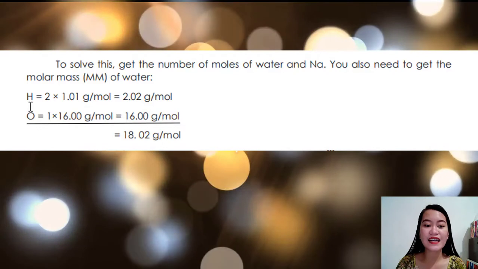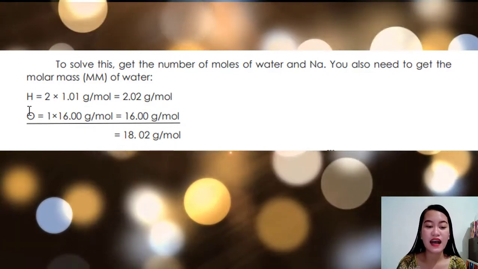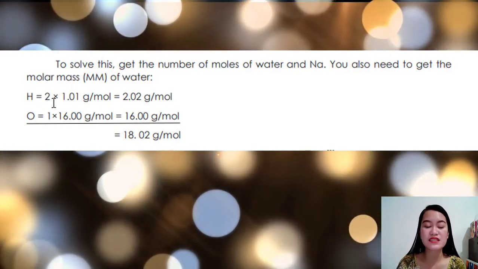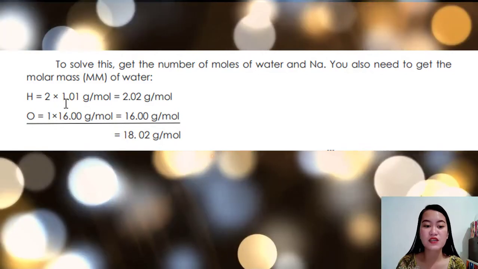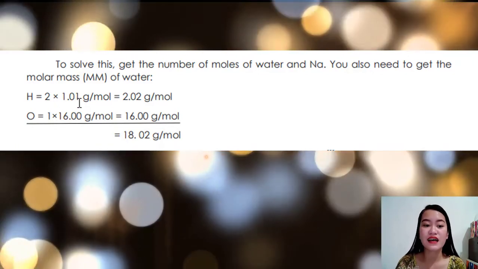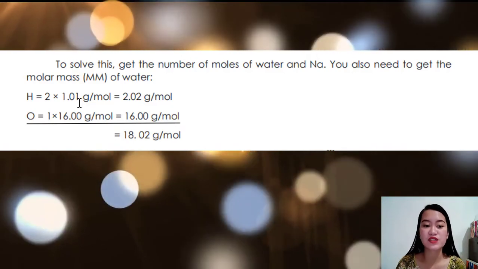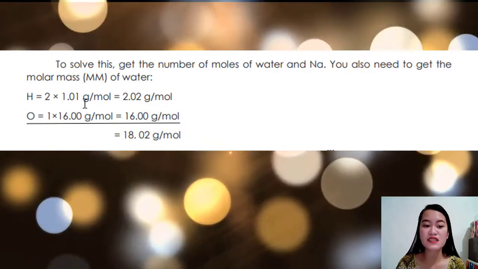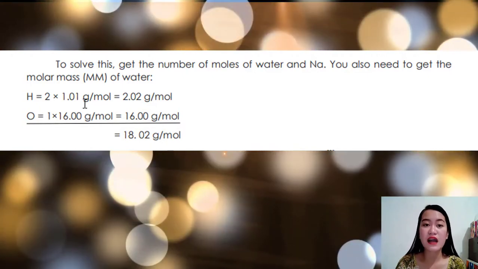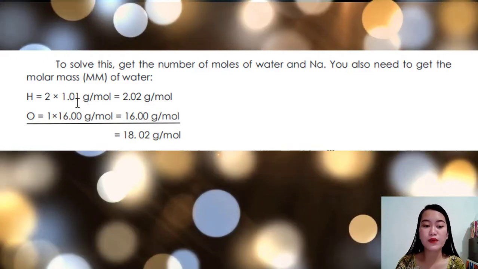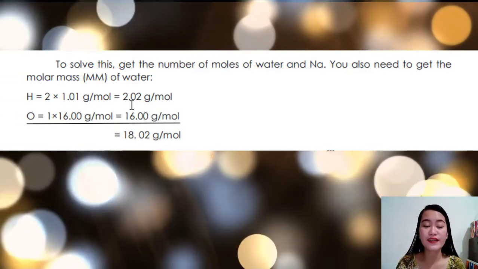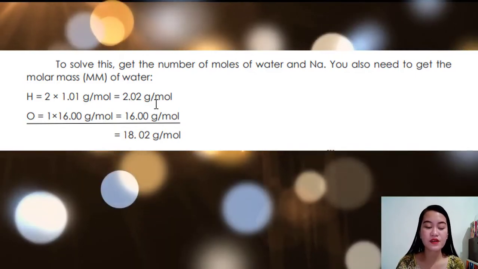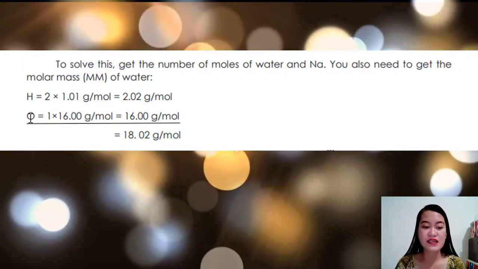Now, anong kailangan nating kunin? Yung kanyang atom. So, how many atoms of hydrogen do we have here? We have 2, yung sa subscript niya ay 2. So, 2 times yung kanyang 1.01, that is the individual mass of the hydrogen. Yung gagamitin po nating unit sa pagkuha ng molar mass ay gram per mole. So 2 times 1.01, we have 2.02 grams per mole. Pinag-multiply lamang natin.